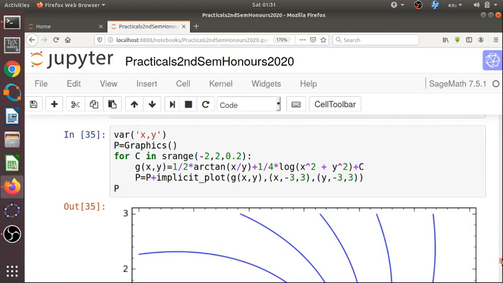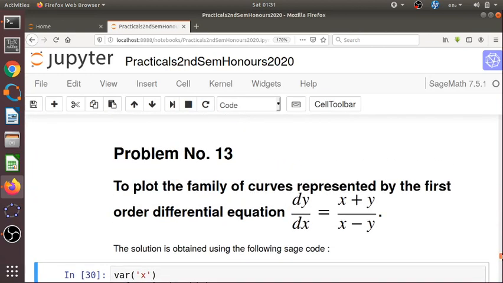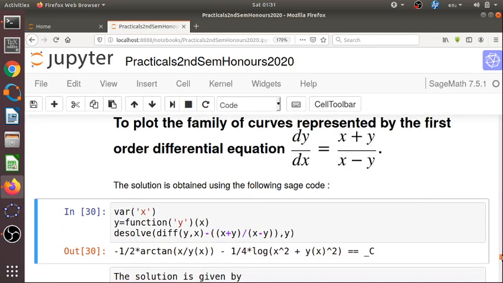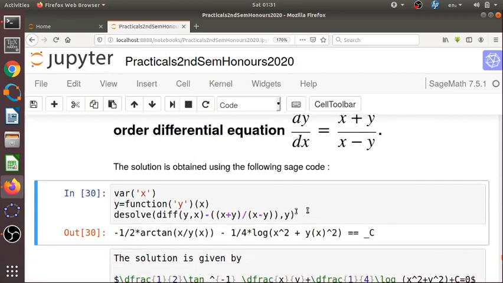Right, so let us see how we are plotting the family of curves. Problem number 13 is to plot the family of curves represented by the first order differential equation dy/dx = (x + y)/(x - y). The solution is obtained using the following Sage code: variable x, y equal to function of x, and then desolve. We have already seen this, but we are not putting the initial values here because we want the parametric family of curves, right?